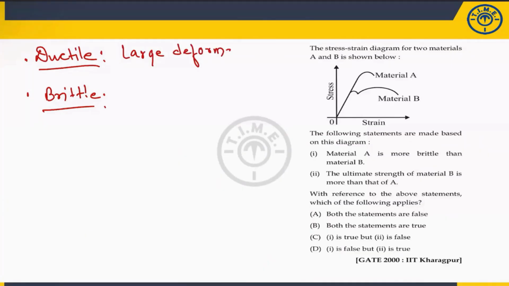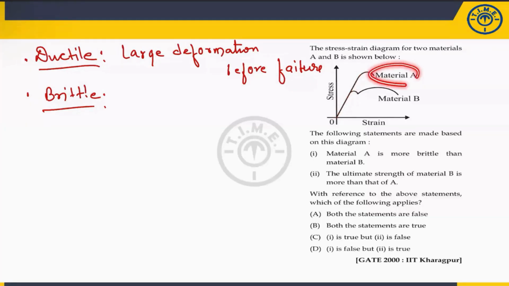Large deformation before failure. But what about the brittle material? Brittle materials are those materials which don't have any yield point. It will fail without giving any indication. That means once you reach here, it will directly fail.